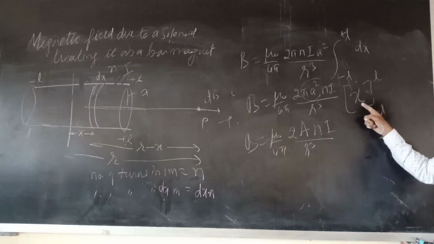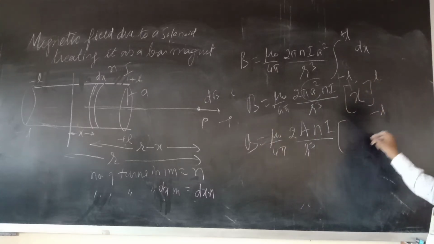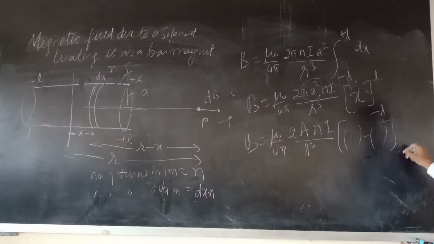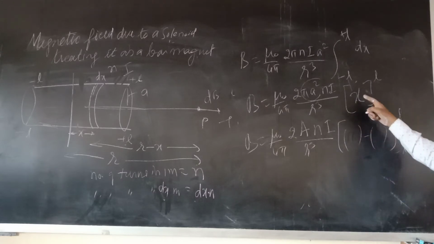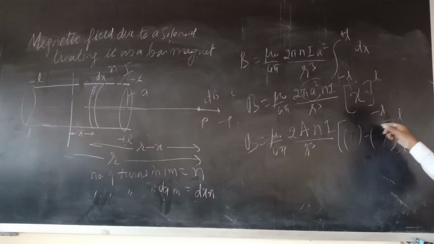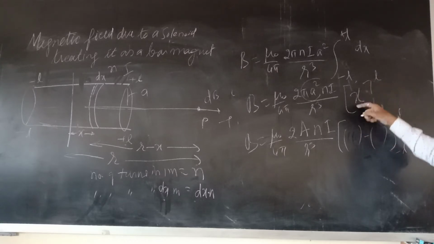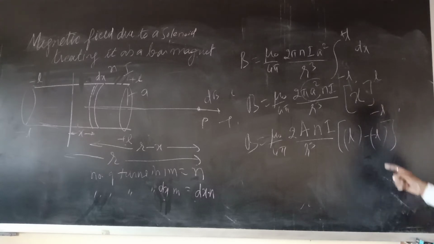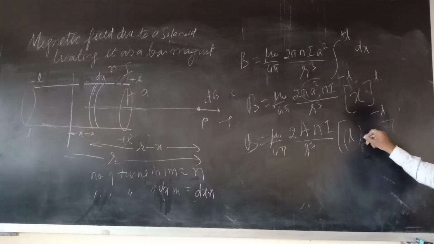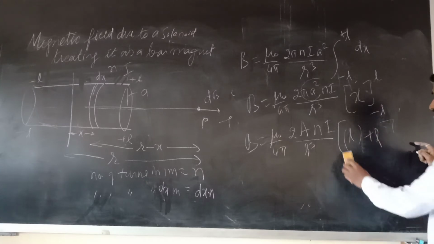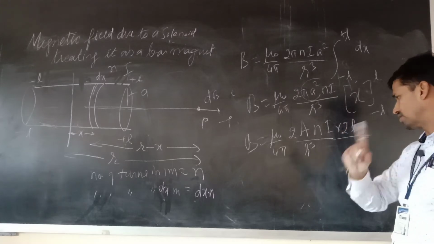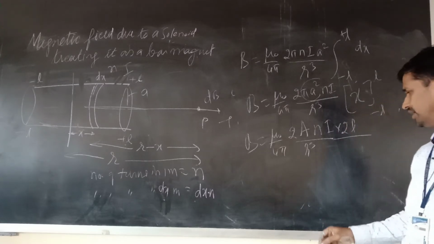Now, how to solve this bracket: put two similar brackets, minus L, plus L. In the first bracket, instead of x you put L. In the second, instead of x you should put minus L. Minus of minus becomes plus L. L plus L becomes how much? Into 2L. Concentrate properly. Listen to me.